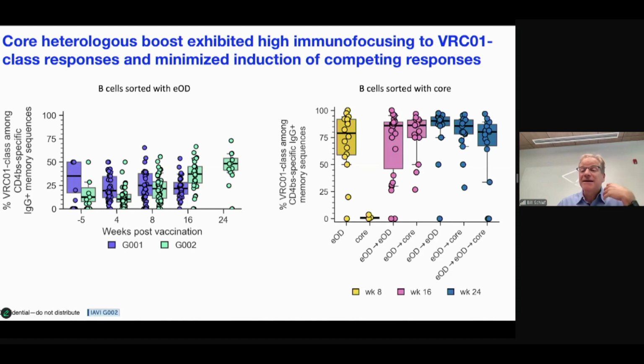So heterologous boost is actually giving us an advantage. When you just prime with the germline targeting immunogen, you get tons of competitors. When you now give a carefully designed heterologous boost, you actually can suppress the competitors to a pretty strong degree, which is exciting and I think is very important for the success of the overall sequential vaccination regimen.